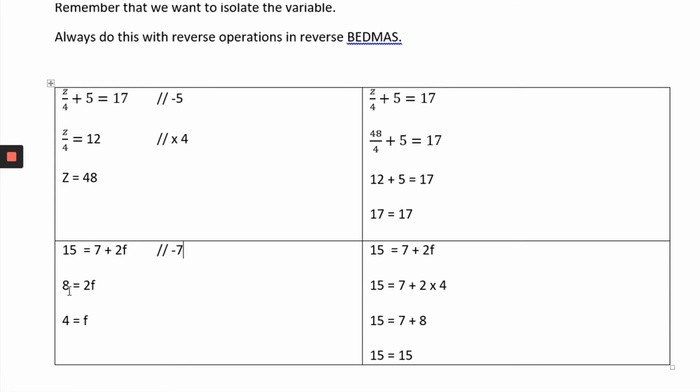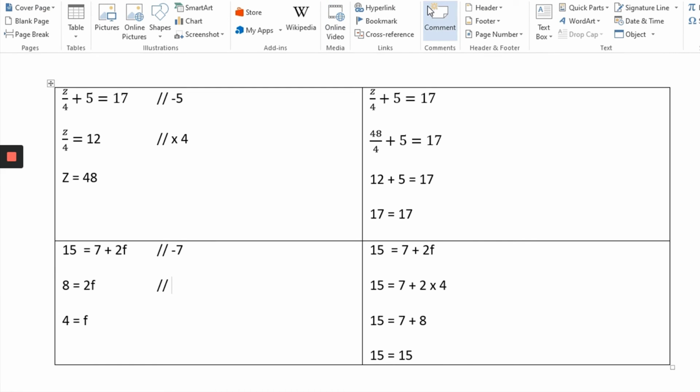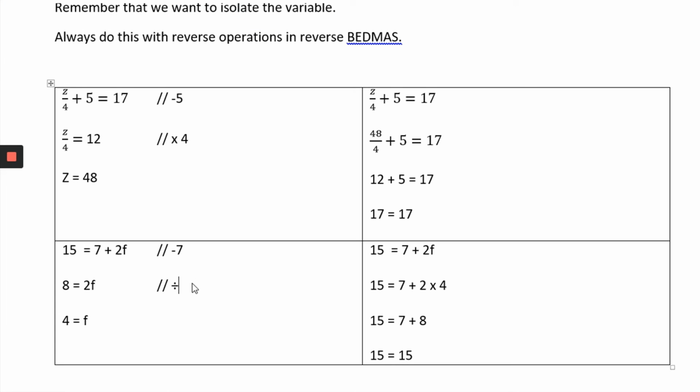15 minus 7 is 8, and this whole thing minus the 7 is just the 2f part. So remember that 2f really means 2 times f, and to undo multiplying, I need to use division. So I will divide that by the 2, and I have to do that to both sides, of course. 8 divided by 2 is 4. 2f divided by 2 is f. Here's my solution. F is 4.